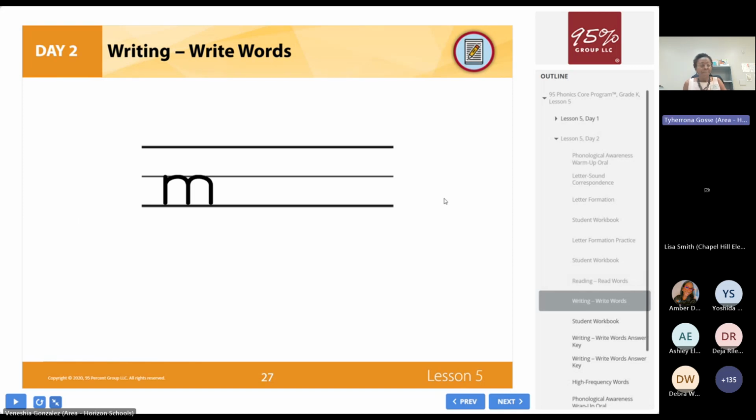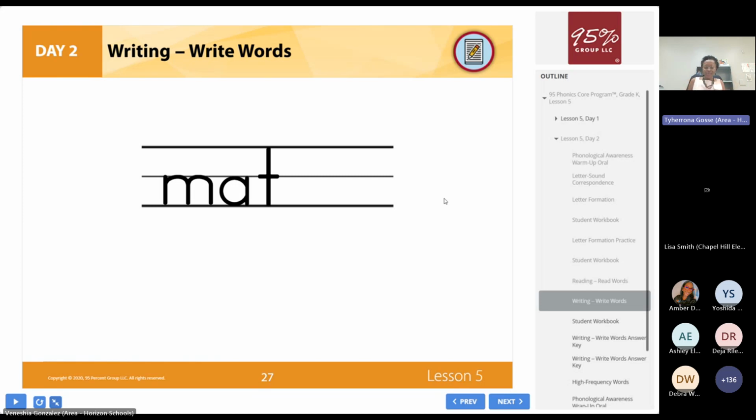Then, so m, a, t. Then I read the word by blending the sounds without pauses. Mat. One more time. Mat. And the word is mat.